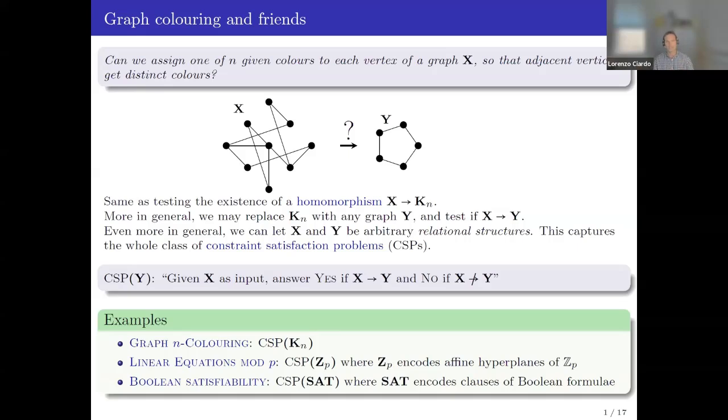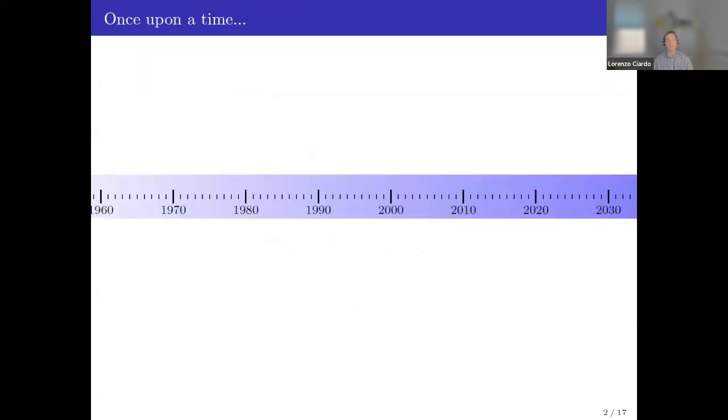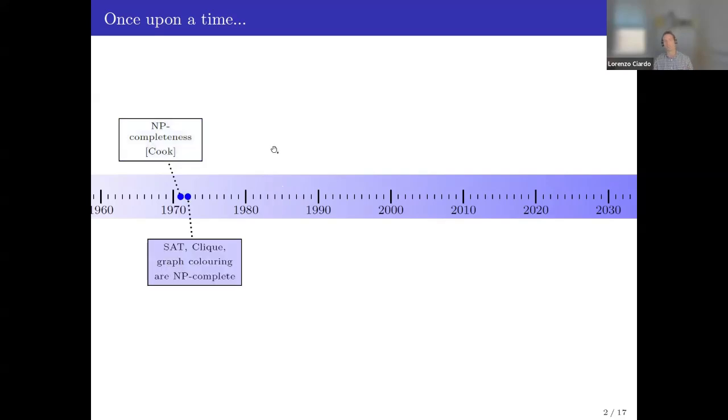Okay, so this is the main object, the main character, and now we can start the story. The story may start in 1971 with the introduction of the concept of NP completeness by Cook. This somehow revolutionized the way we look at complexity because it allowed us to see many problems that are seemingly unrelated as having the same complexity. For example, problems such as SAT, clique, graph coloring, even if they are seemingly unrelated, they all have the same complexity, which is NP complete.